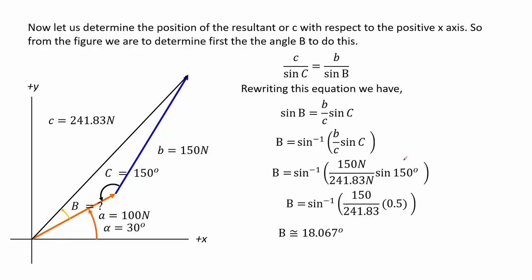To determine the position or angle of vector C, we first determine the angle B, which is the angle between vector A and vector C, using one of the sine law functions, which we rewrite to solve for the angle B. The B angle is solved to be about 18.067 degrees.